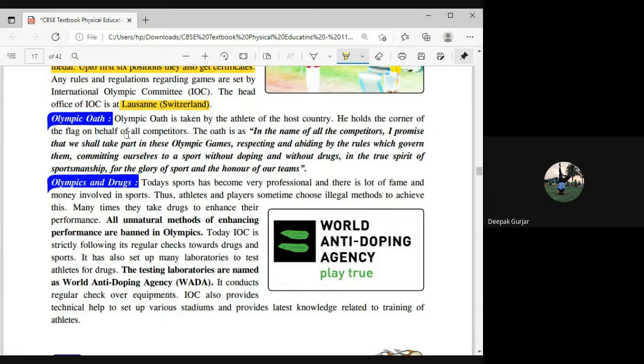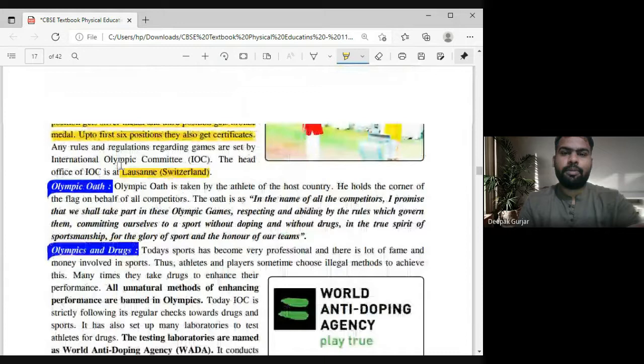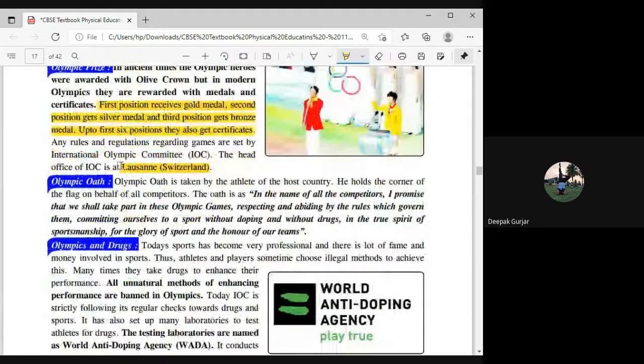We can take an example of our school sports week. In a school sports week, the head boy, head girl, and the vice captains and captains come together, as you can see on this screen. They hold the corners of a flag, and then they start the Olympic oath, right?